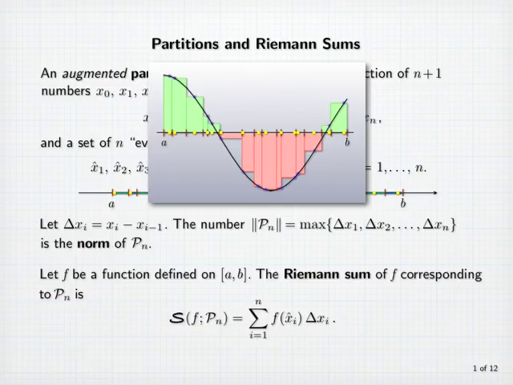Notice that a positive value of f of x hat sub i contributes a positive term to the sum, and likewise a negative value of f of x hat sub i contributes a negative term to the sum. So in general, we should expect the Riemann sum to contain both positive and negative terms.